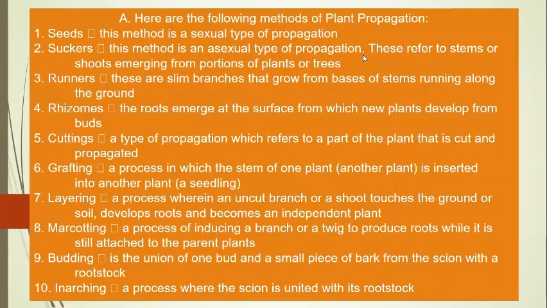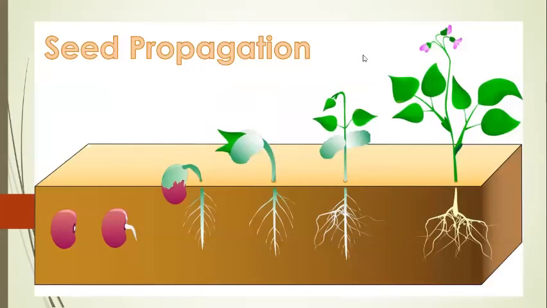So here are the following methods of plant propagation. There are 10. You have seeds, suckers, runners, rhizomes, cuttings, grafting, layering, marcotting, budding, inarching. So we are going to talk about all those 10 methods here. So let's start with seed propagation. This is illustrated. You're going to start with the seed, then it will germinate and grow more. And of course, it has a new plant already.